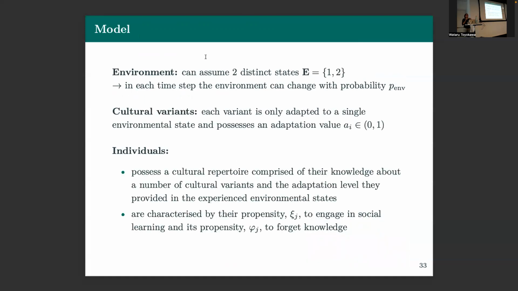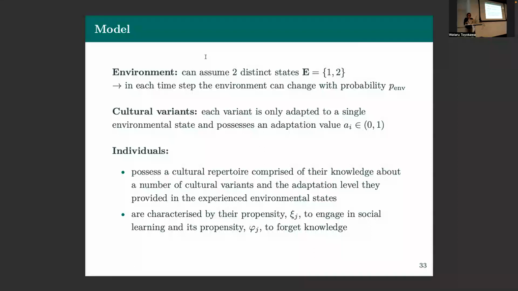Okay, it's a model, so we have to go through some parts of the model where the results come from. It's not super complicated, but we will have to do it. First, we assume that we have two distinct states, so it's a very simple environment. You can be in state 1 or state 2, and in each time step, the environment can change with a certain probability. This probability tells us how stable or unstable the environment is.